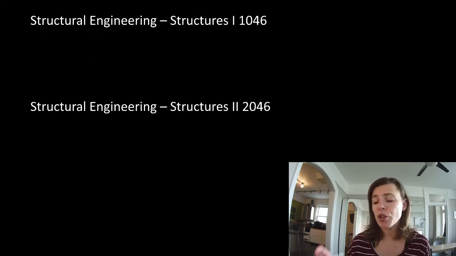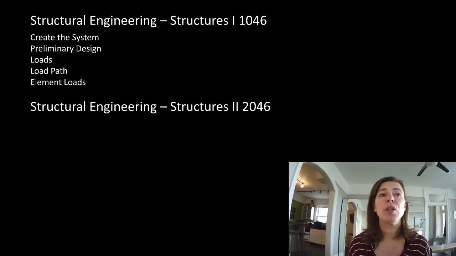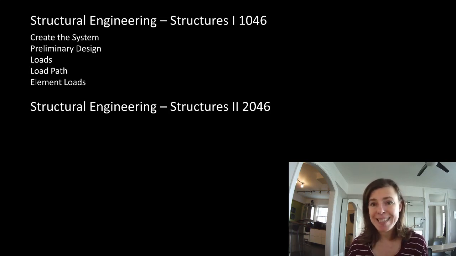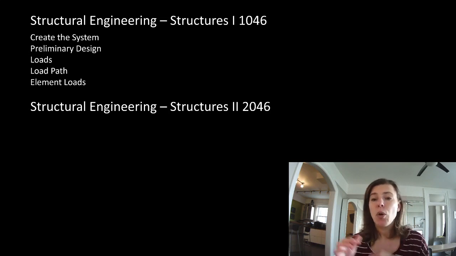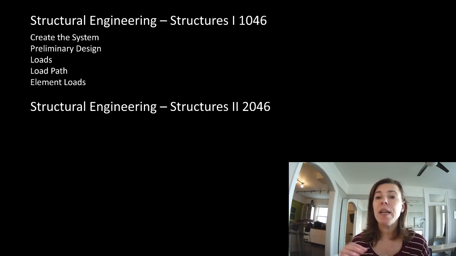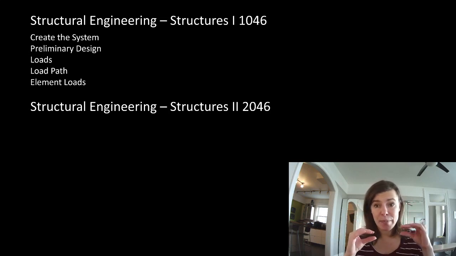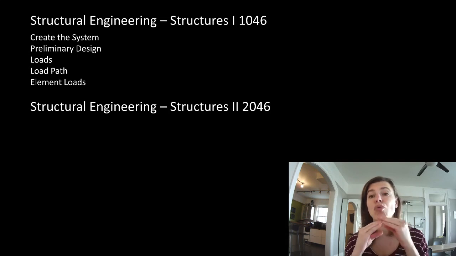So in Structures 1, we're going to learn how we create the system. We're going to pick our preliminary design, so our preliminary sizes, how deep does our preliminary floor need to be. We're going to figure out all the loads on the building. We're going to figure out how those loads trace through the building. And then we're going to look at each object in the building and figure out what its loading is and how strong it needs to be.